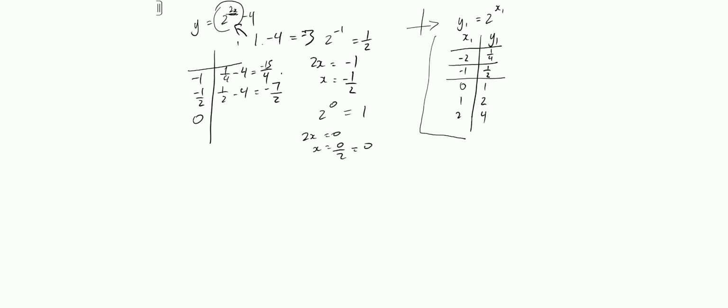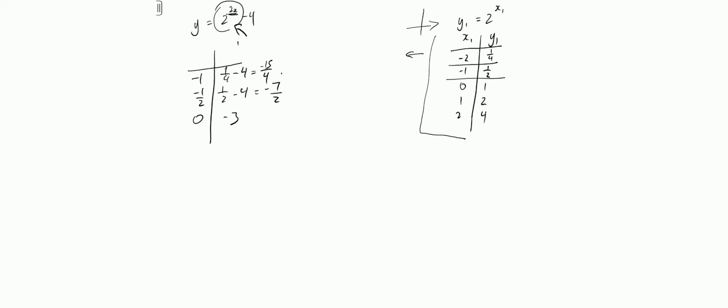Now this is getting a bit tedious, isn't it? So let's develop a formula. So from the parent function, we have 2 to the power of x1 is equal to y1. And like before, we're going to set 2 to the power of 2x is equal to 2 to the power of x1, which gives x is equal to x1 over 2. And that's it. That's a formula for x.